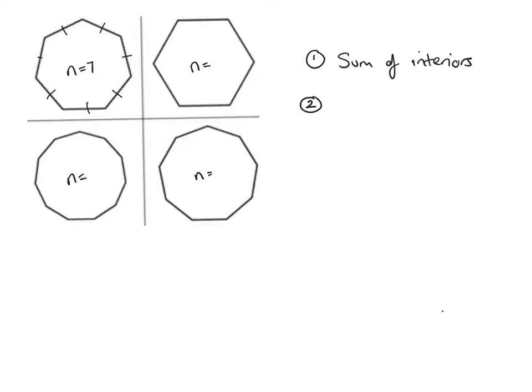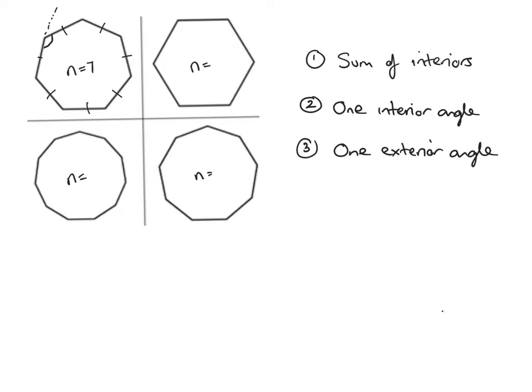Then you're going to find one interior angle. They're all going to be the same, so you just find the value of one interior angle. And then you're going to find the value of the exterior angles. They're all going to be the same as well. The exterior angle is going to be this angle over there, which I'm going to put in red to make it look easier. Okay, that's the classwork.